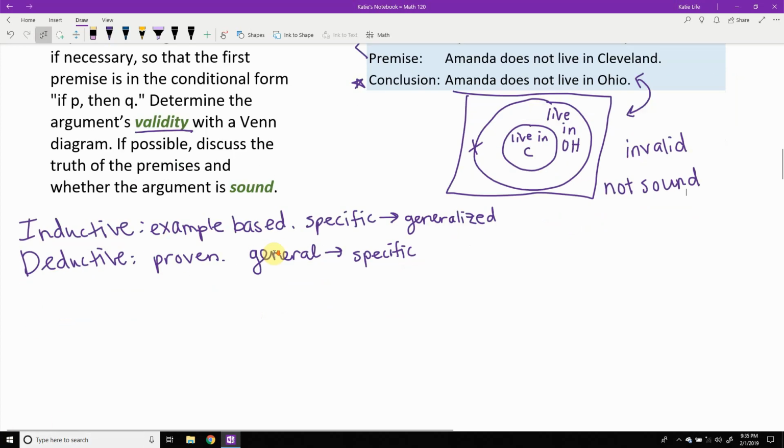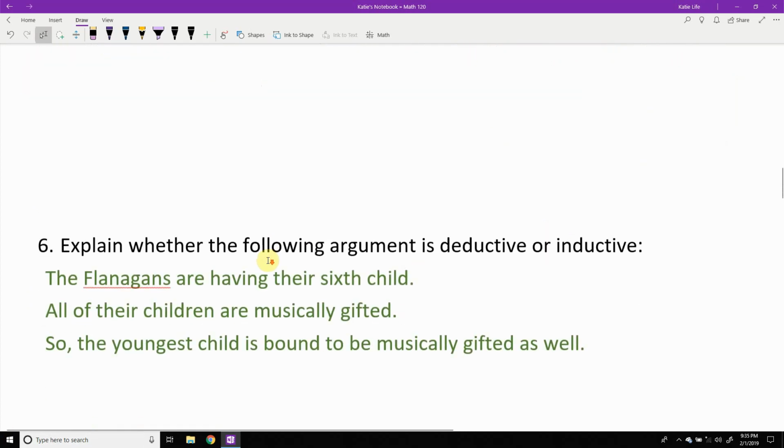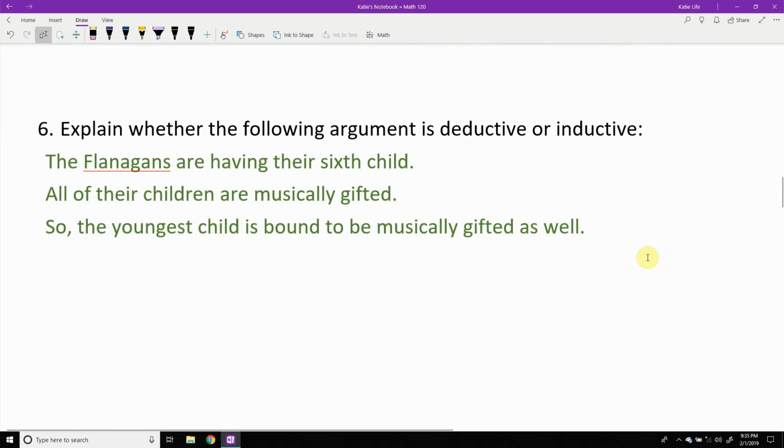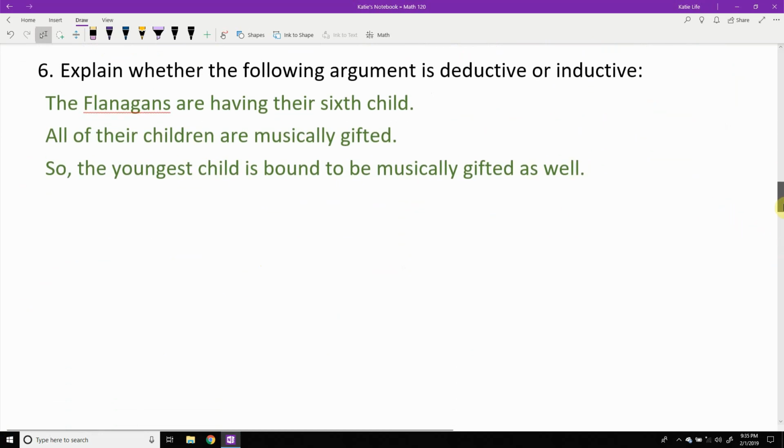Okay, let's talk a little bit more about inductive and deductive arguments. Explain whether the following argument is deductive or inductive. The Flanagans are having their 6th child. All of their children are musically gifted. So the youngest child is bound to be musically gifted as well.